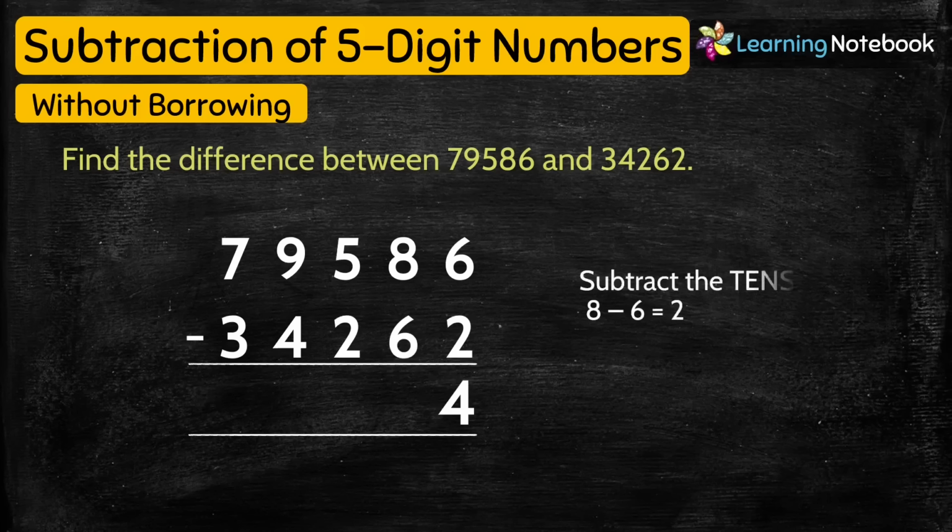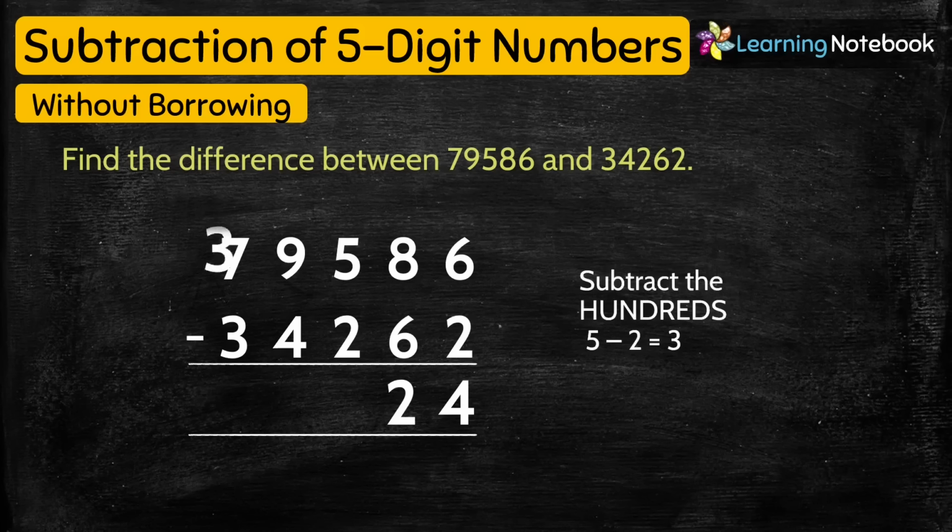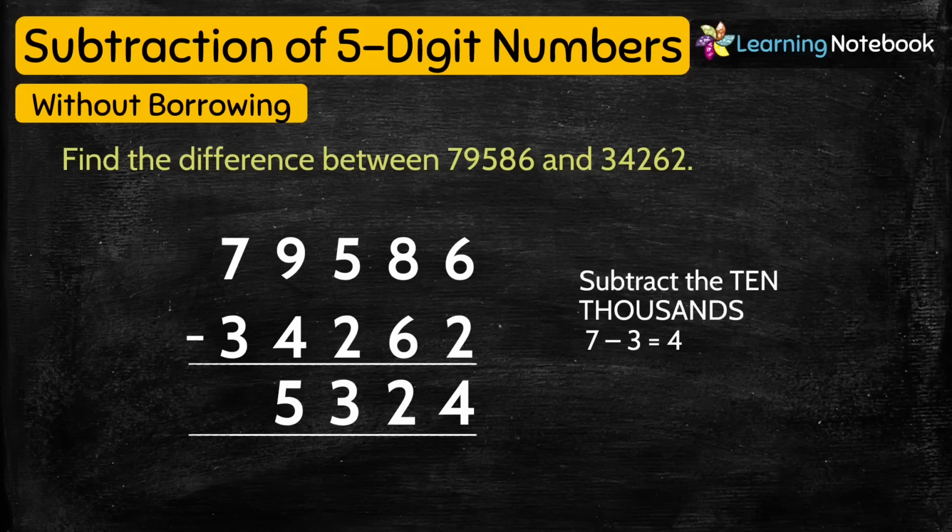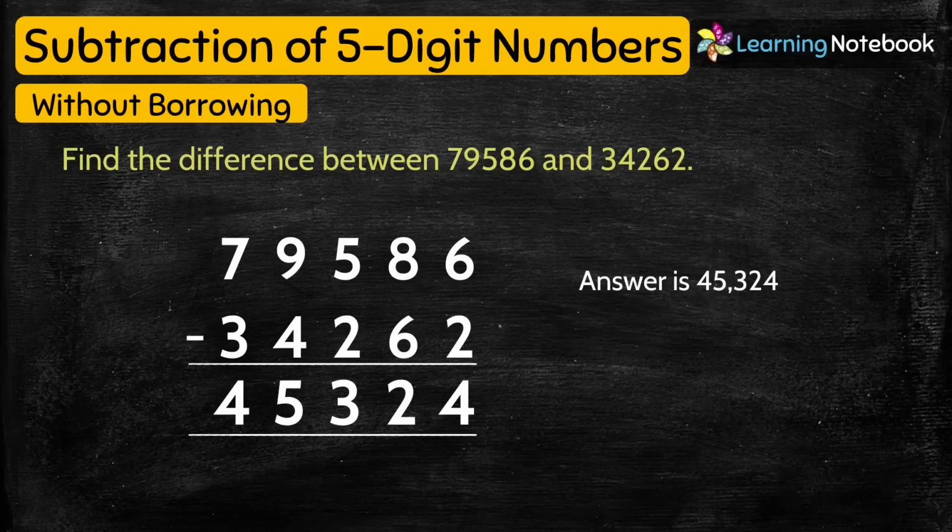Next, subtract the digits at 10's place. 8 minus 6 equals 2. Then 5 minus 2 equals 3. Next, 9 minus 4 equals 5. And then 7 minus 3 equals 4. So answer is 4, 5, 3, 2, 4.